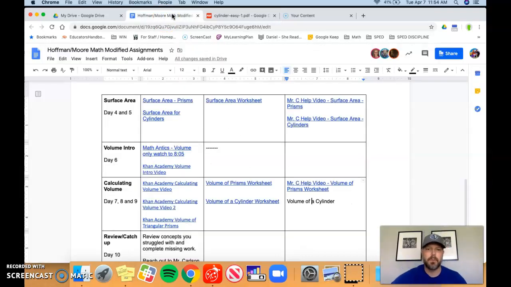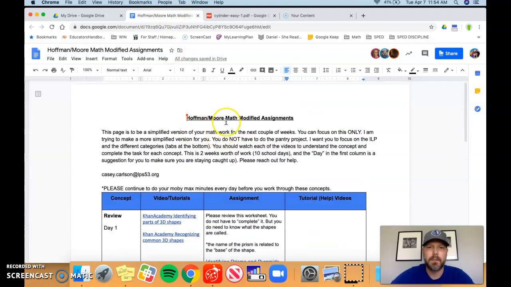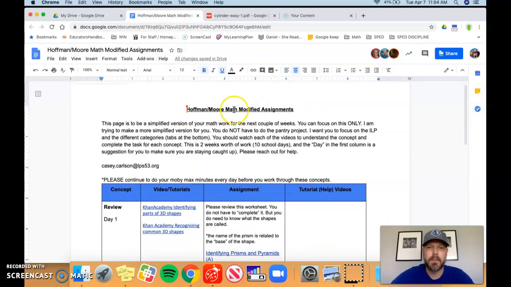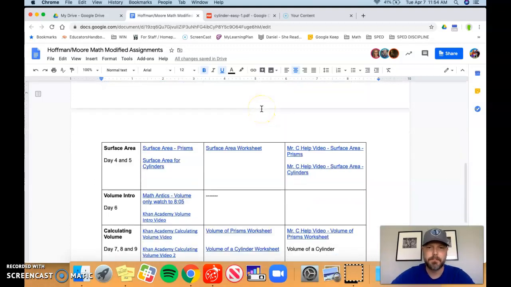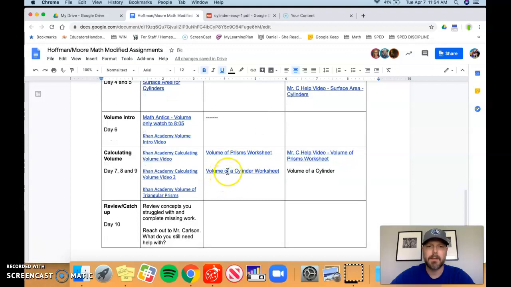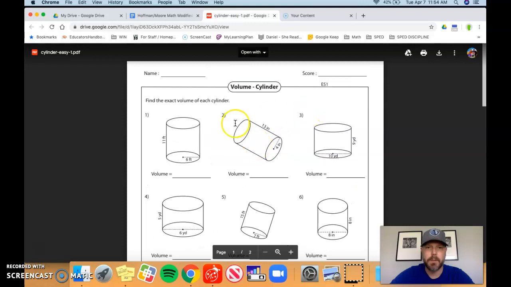I want to work through the volume of a cylinder worksheet. That is found here on this document called Hoffman-Moore Math Modified Assignments. And it is this worksheet, volume of a cylinder worksheet right here. Okay, I'm going to paste the link right here when I'm done. And that looks like this worksheet right here.